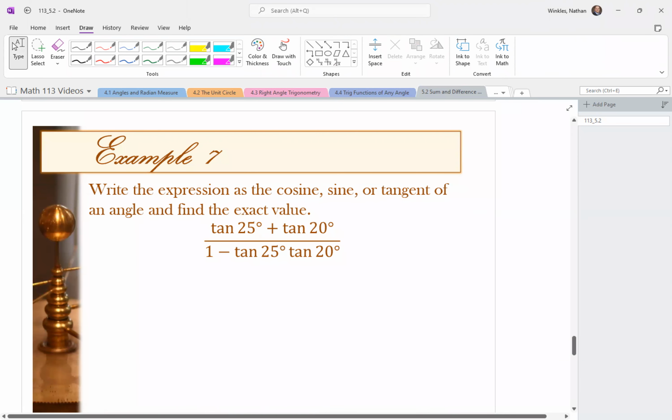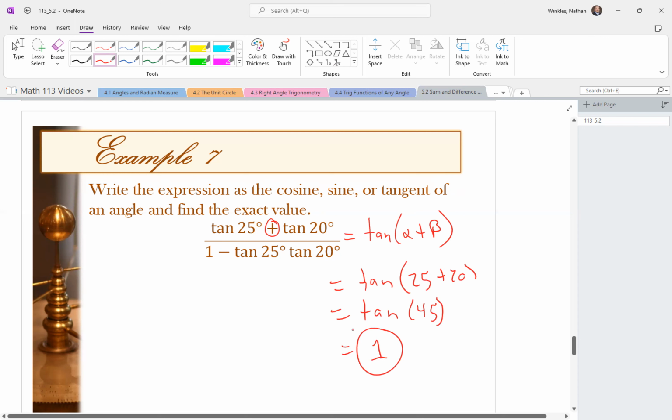So we're told, write the expression as the cosine, sine, or tangent of an angle and find the exact value. So we know we have a plus up top. So that means that this is in the form of tangent of alpha plus beta. So in this case, this is tangent of 25 plus 20, which is the tangent of 45. The tangent of 45 is just 1.